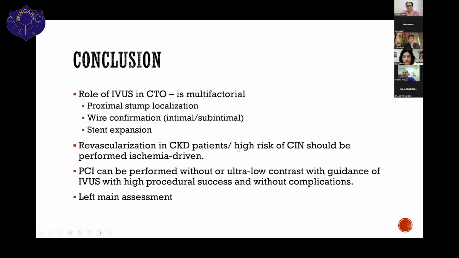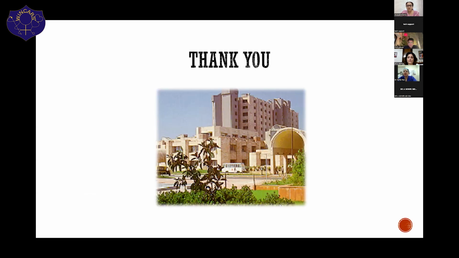Revascularization in CKD patients, we all know there's a high risk of CIN and it should always be ischemia driven and imaging guided so that you have minimal contrast in these cases. PCI can be performed with ultra low contrast, or without contrast, using imaging. And for left main assessment, for ostial lesions, I think IVUS has a better role than OCT. And these are the 3 scenarios in which IVUS helps us in high-stake conditions. Thank you.